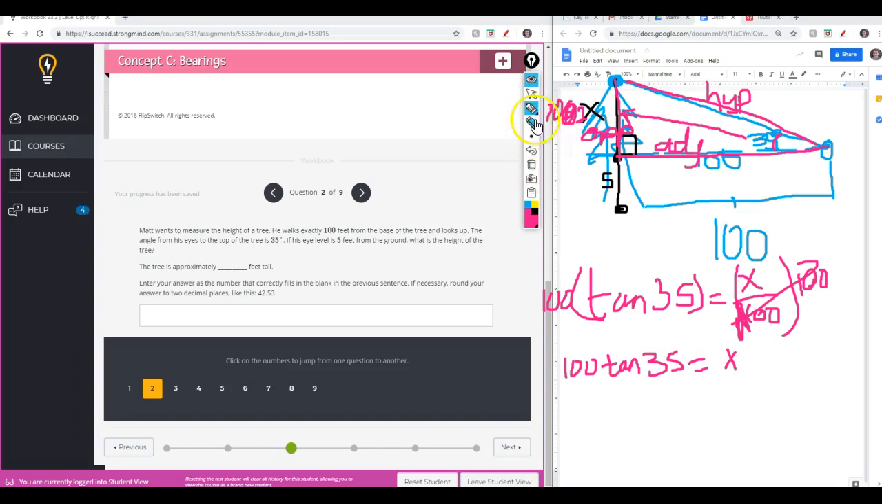Okay, that wasn't written very well. 70.02 is how tall this portion of the tree is. Remember, that is just from his line of sight. So now we have to add the 5 feet to the ground. So 70.02 plus the 5 feet is 75.02. And that is approximately how tall the tree is.